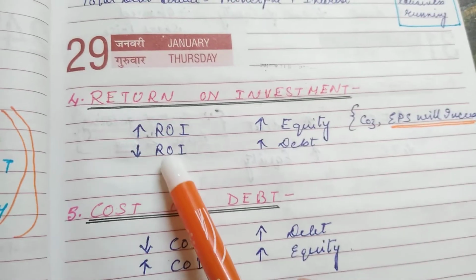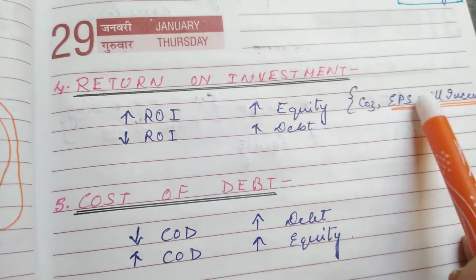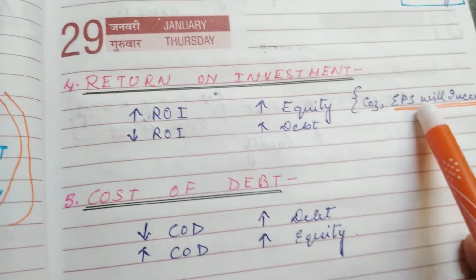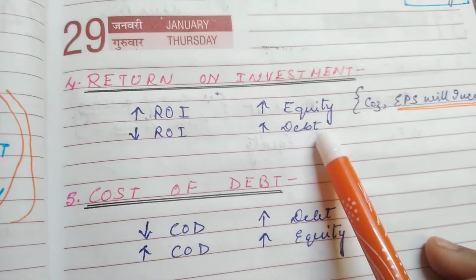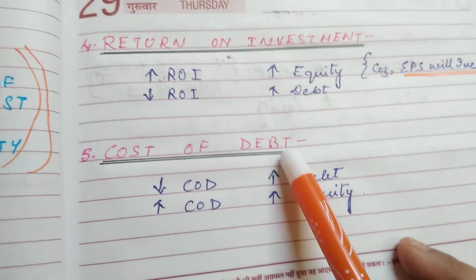And on the other hand, if the ROI is less, that means if the return on investment is less, that means the earning per share will not be more, then in that case the company can go for debt, more of debt.